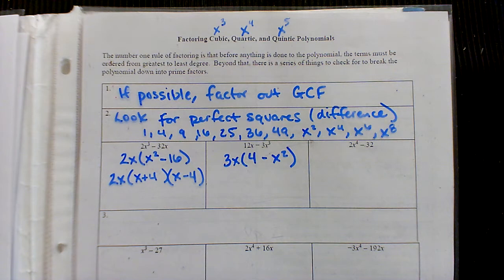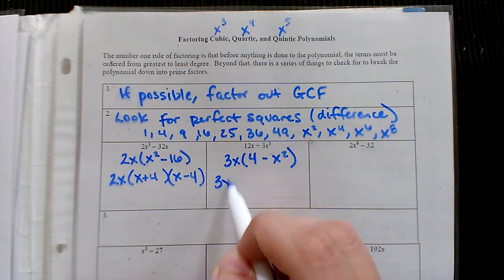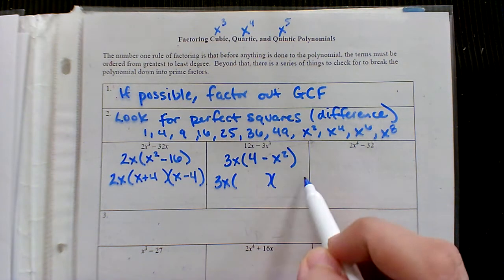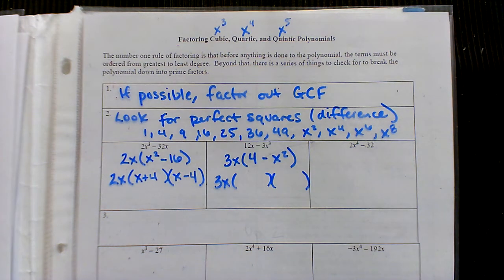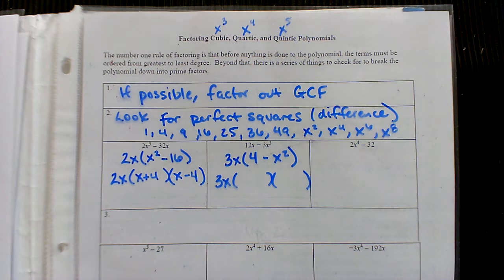4 is a perfect square, x squared is a perfect square, and we are subtracting them, aka a difference. So we should be able to go a little bit further with our factoring. If we factored 4 minus x squared, what would those factors look like? Maybe use the previous one as an example to help you out.